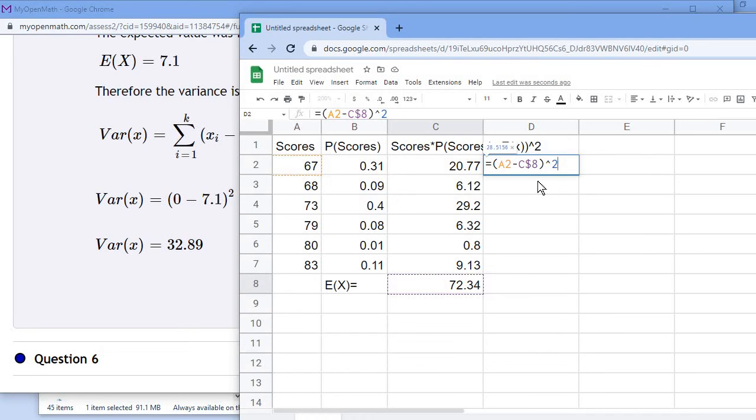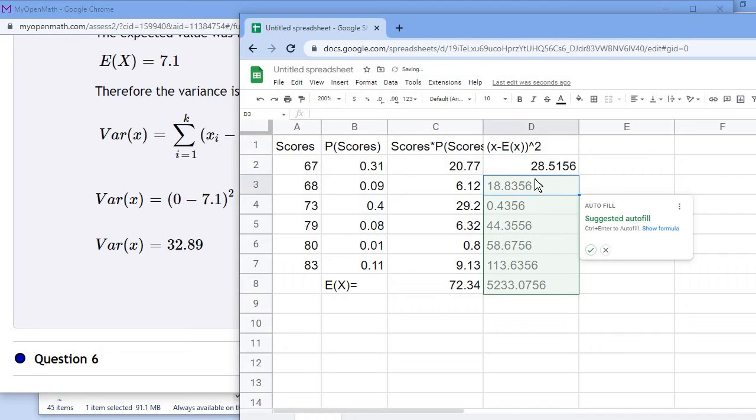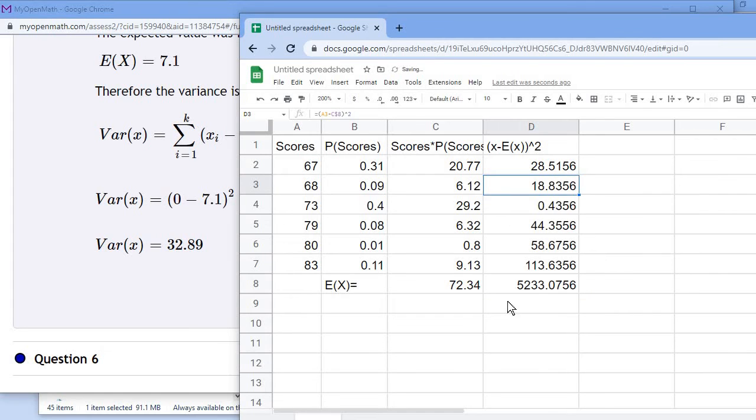So the value minus the expected value, squared. And then it asks, do I want to fill all of those by doing that same thing? And yes, I do, except for that last one. That last one doesn't make sense because I'm doing that with the expected value. So that cell I'll clear out. These are the squared deviations. The value minus the expected value squared.